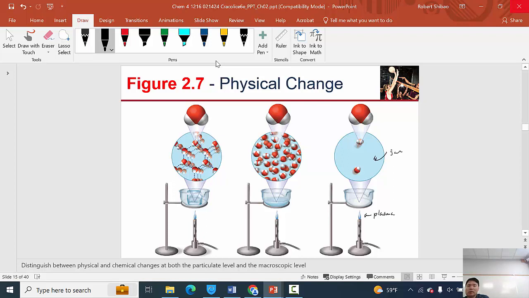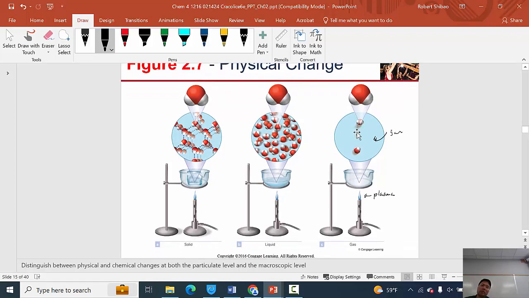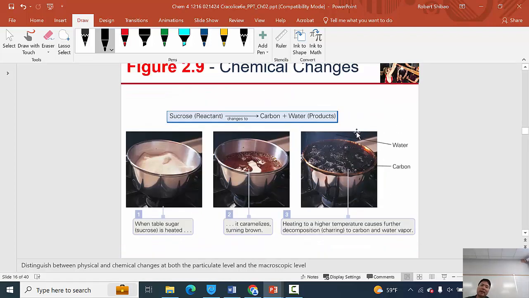The middle one, the motion would be faster than a solid, right? And then the last one there is a gas. The movement would be very fast, but the plasma would be the fastest, and you're going to get violent collisions in a plasma. So that's kind of what we visualize. This is molecular dynamics.